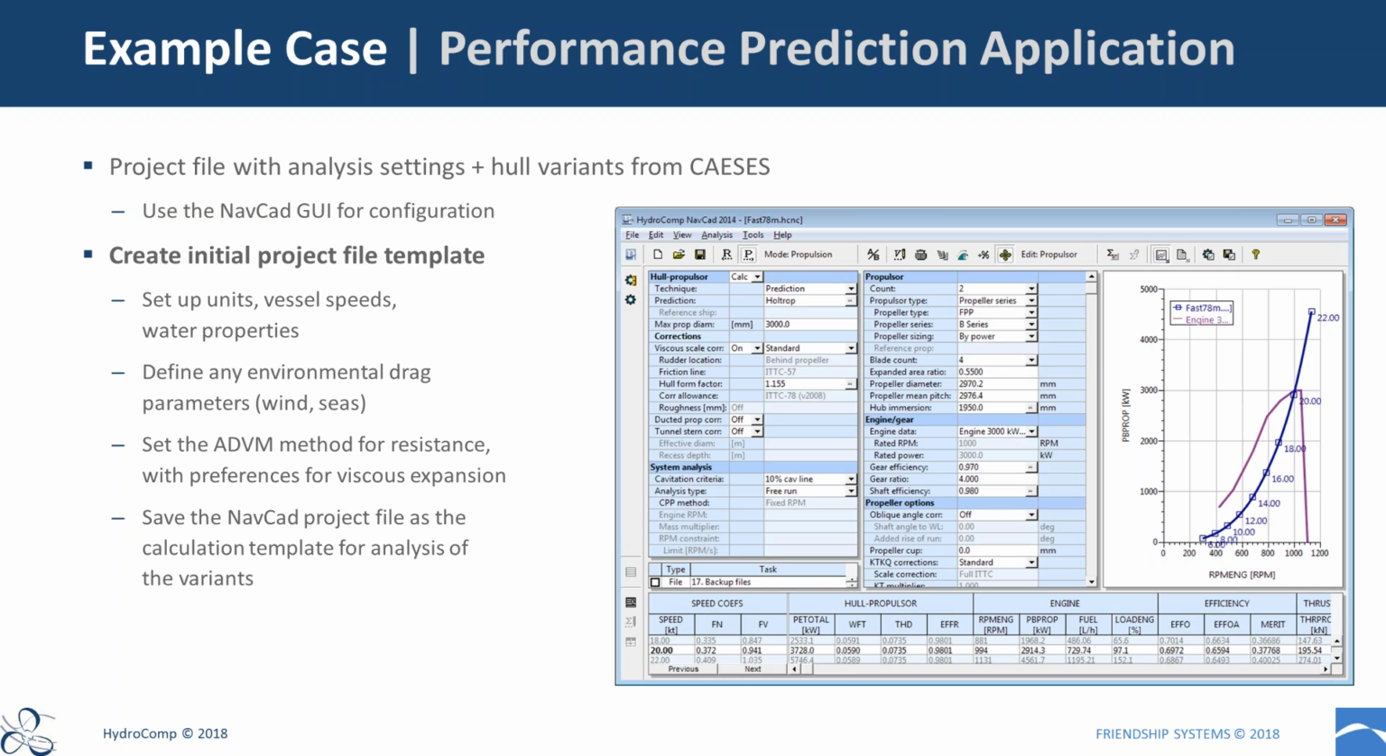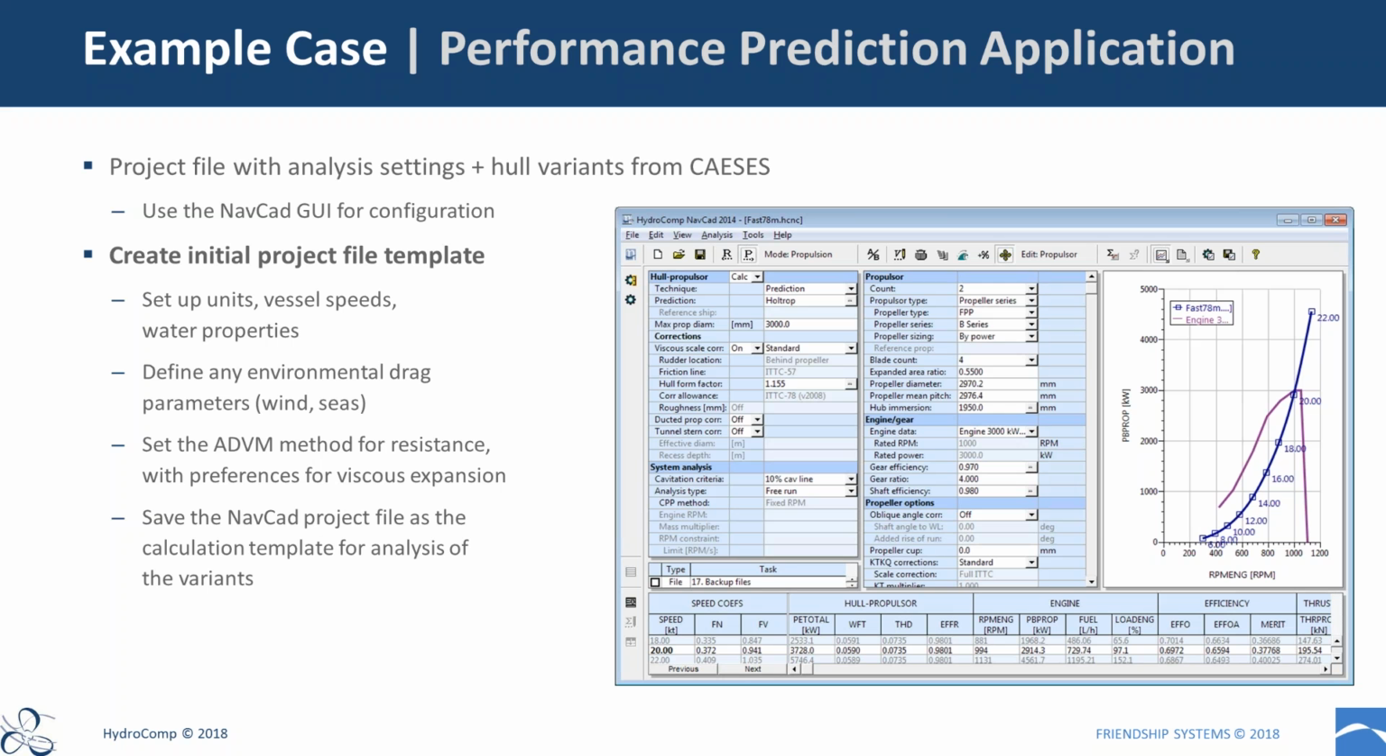So units, vessel speeds, water properties would all be common. We would propose to define any environmental drags that you want to consider if you're looking at a system-based prediction, added resistances in wind, seas, shallow water, for example, any appendages that you might have. In this particular case, where we're looking at a single duty point, a single design point, and water jet driven, we don't have to worry about those kinds of added resistances.